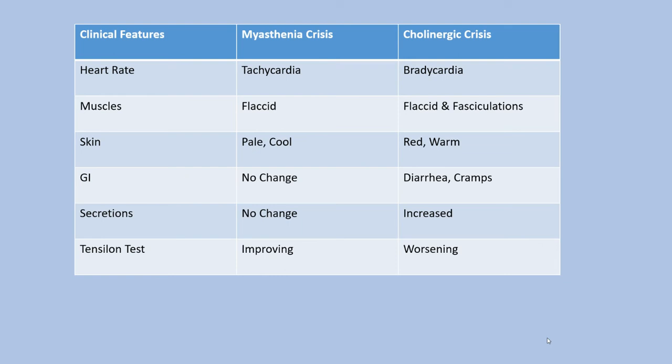So here is that table I made of all of the different features between myasthenic crisis and cholinergic crisis. Mainly you can see heart rate is tachycardia for the myasthenic crisis, and then cholinergic is bradycardia. And then you have the fasciculations with the cholinergic, and then the skin is a little different. So just something to help you study the differences between the two.